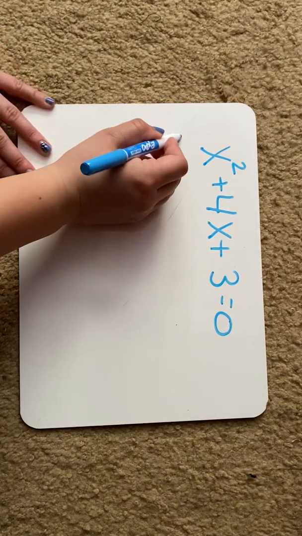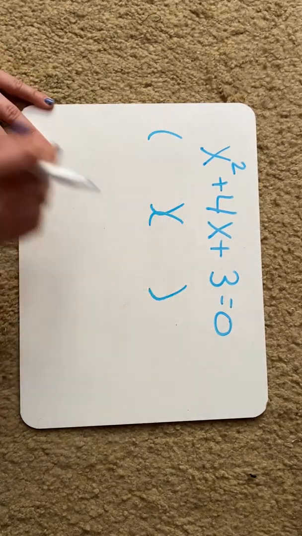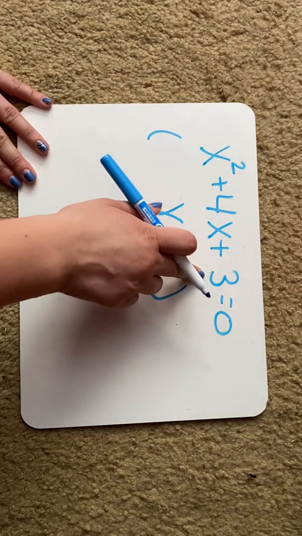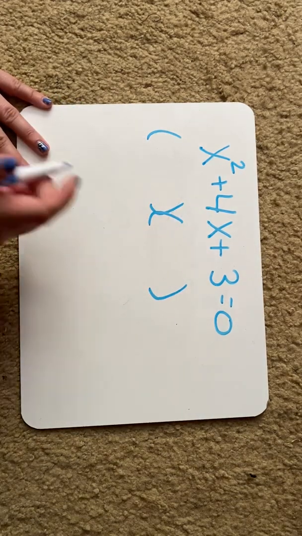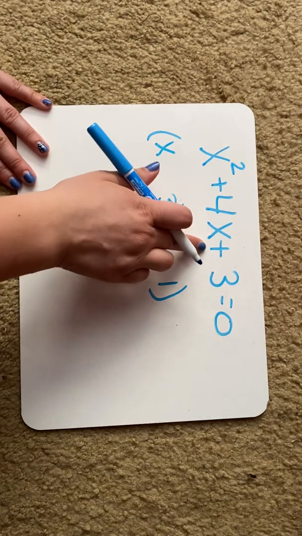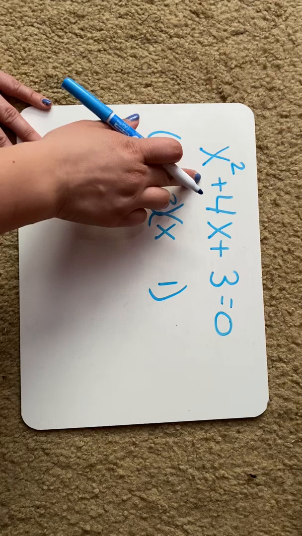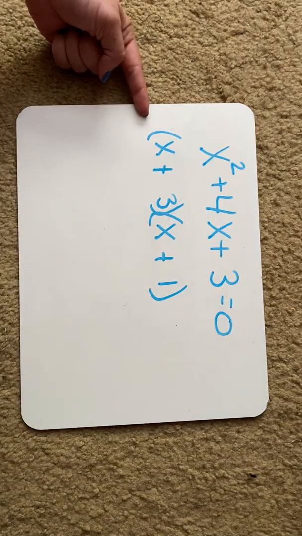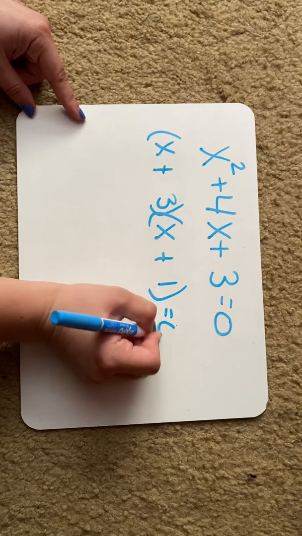So for example, we want to factor x squared plus 4x plus 3. We want to see what multiplies to 3 and adds to 4, which is 3 and 1. Then we have the same signs, and we look back, they're both plus. Now normally that would be our final answer, but now it's set equal to 0.